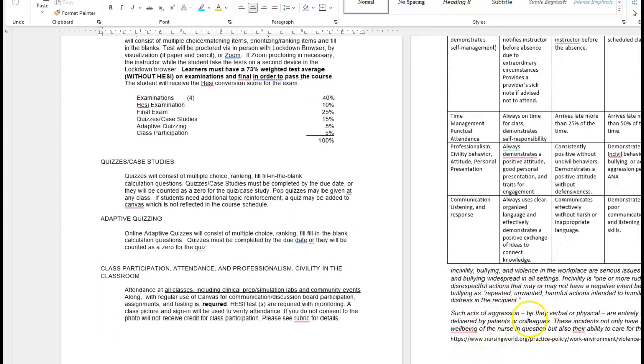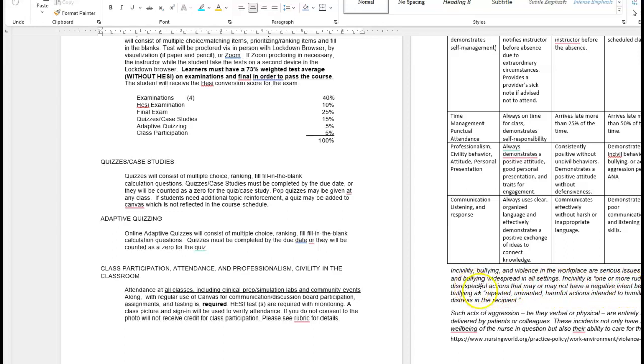This is what the American Nurses Association says about incivility, bullying. And bullying can come from the professor to the student, the professor to the professor, or the student to the professor. So incivility, bullying, and violence in the workplace are serious issues in nursing, with incivility and bullying widespread in all settings. Incivility is termed as one or more rude, discourteous, or disrespectful actions that may or may not have a negative intent behind them.